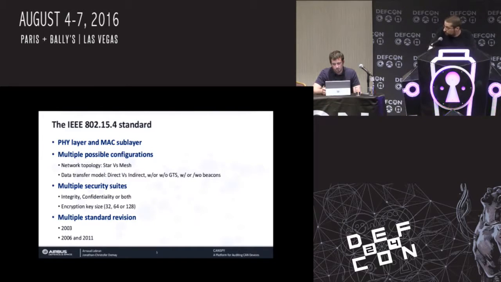But that's not all. You also have to think about security. Encryption, security, is provided by the MAC layer. And there again, you have multiple choices. You can only protect integrity, you can only protect confidentiality, or you can protect both. You can choose different types of key, I mean sizes of key, 32, 64, or 128. So again, more choices, so more possibilities if you make more combinations with the previous possibilities I've exposed.